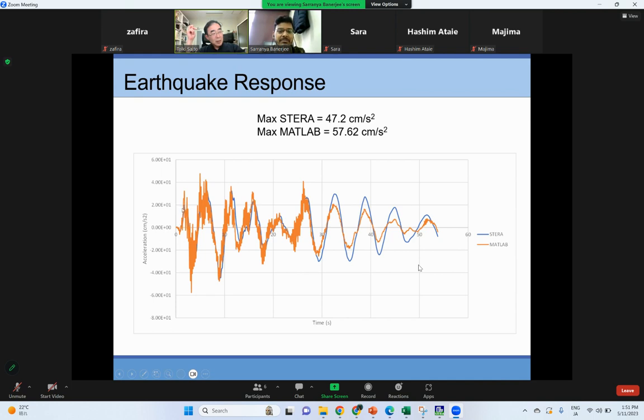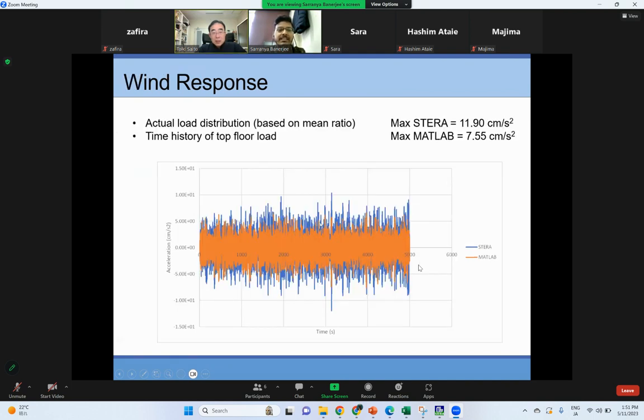So in the MATLAB, the higher mode contribution is more, there is more acceleration in higher modes also. But in Stera, it is pretty smooth. Then I checked the wind response also. The wind response is also coming quite good. However, I'll have to also check the accuracy because in wind the time steps are quite large. So if we reduce them, we can get more accurate results.